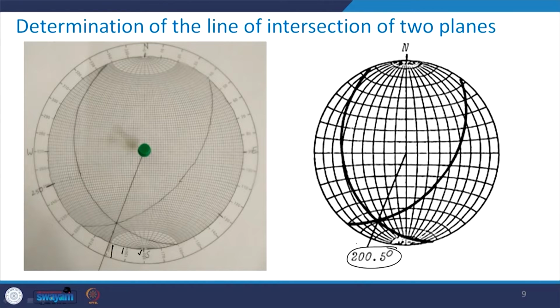After getting this, whatever is the line of intersection of these two planes, which is represented as this particular point, that line will have its plunge and trend, and this is how you can determine it. So, this has 20.5 and 200.5 degrees as the parameters with respect to the line of intersection of two planes. So, this is how it is done.